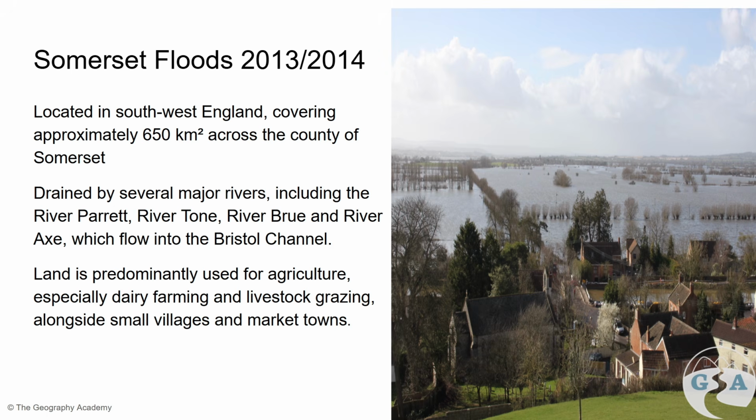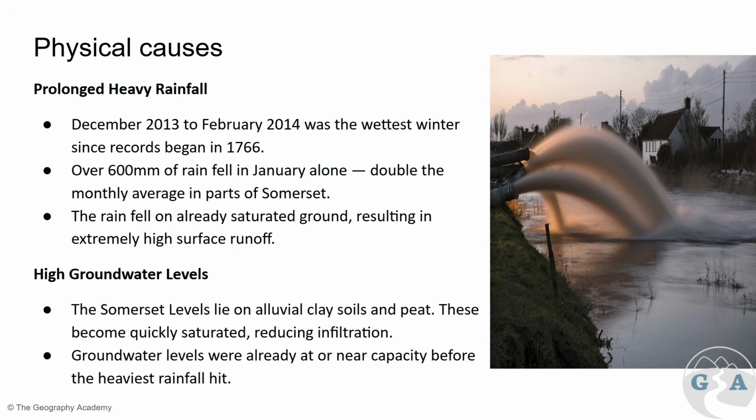Okay, so we're having a look at this Somerset flood. It's 2013, 2014. We see there are multiple rivers coming in, flat land, lots of grazing and agricultural land, and small villages. So it's a large area with multiple smaller settlements that we're discussing here. Physical causes then: we have prolonged precipitation, rainfall events happening from December to February between 2013 and 2014. So note that it's not just a single event.